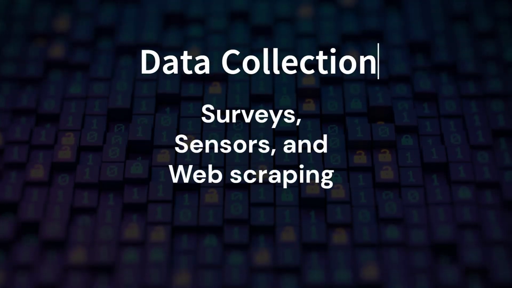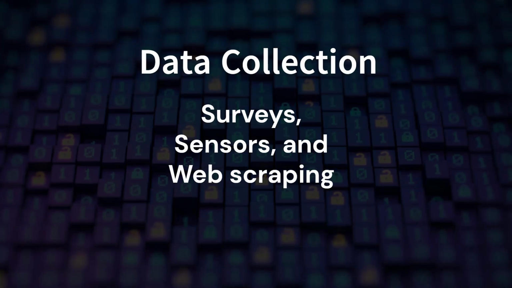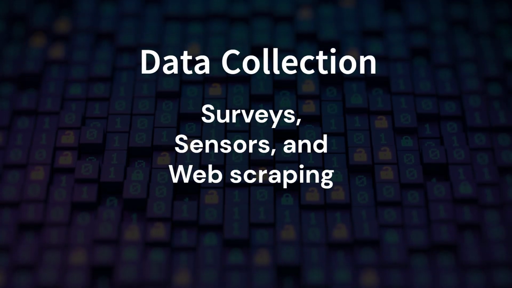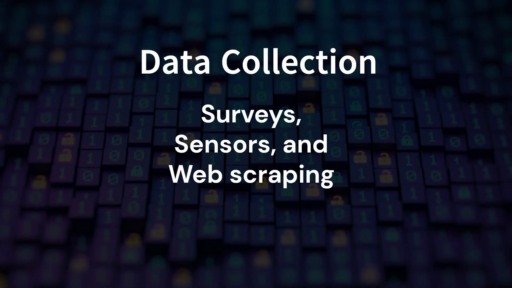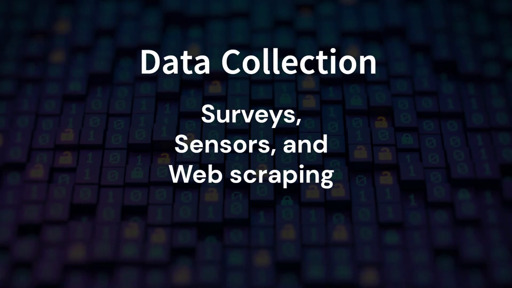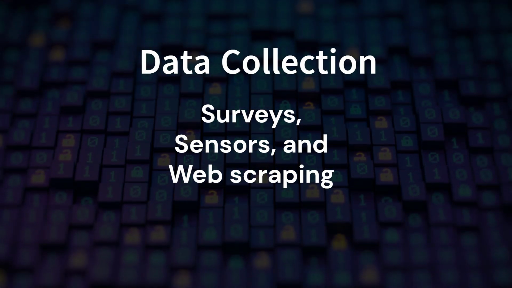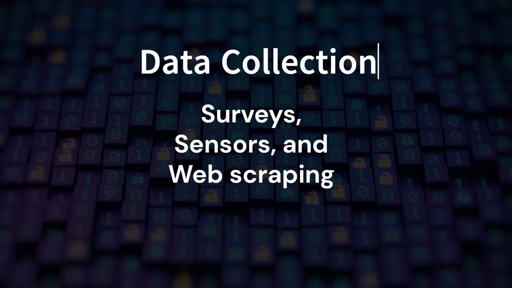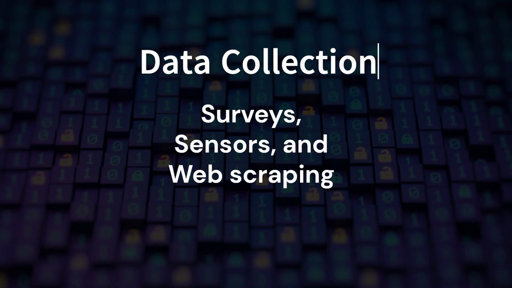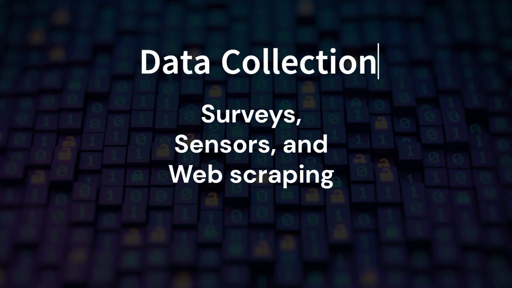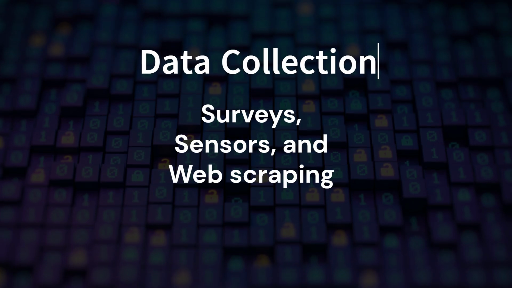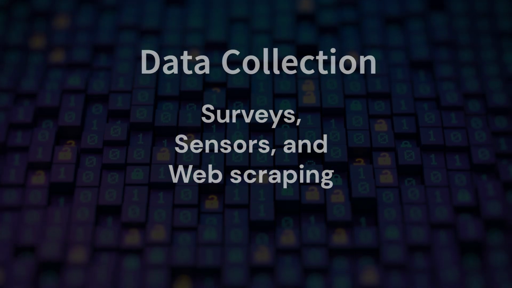Data is the backbone of any machine learning project, and collecting it is the first step. There are various methods to gather data, including surveys, sensors, and web scraping. Surveys are often used in social sciences and market research to collect responses from people. Sensors are used in fields like environmental monitoring and healthcare to gather real-time data. Web scraping involves extracting data from websites, which can be particularly useful for gathering large data sets from the internet.